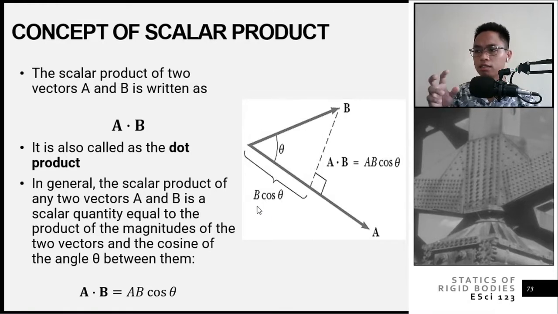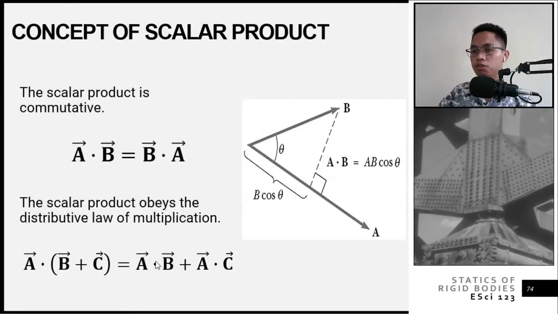Dot product, for example A dot B, would just be equal to the magnitude of A multiplied by the magnitude of B multiplied by the cosine of the angle in between them. So you must remember this relationship. Also, the scalar product is commutative, meaning you can swap them. You can do A dot B, or you can do B dot A.